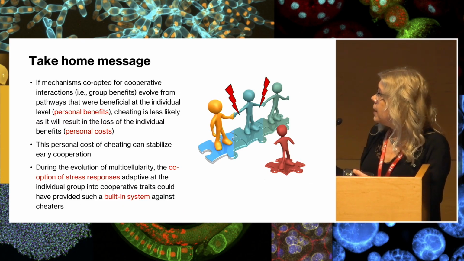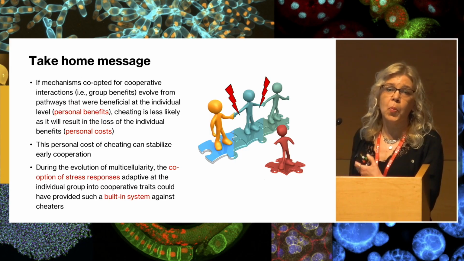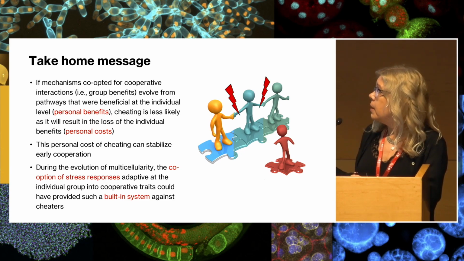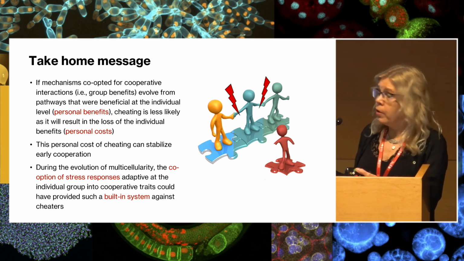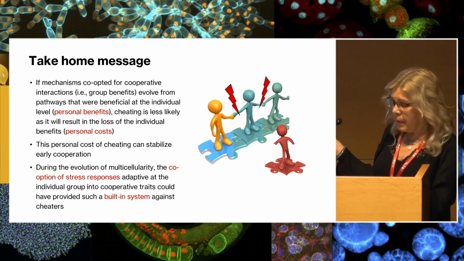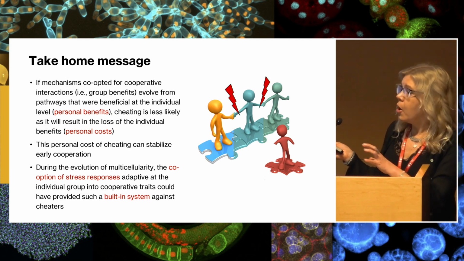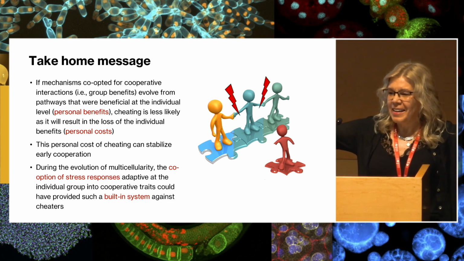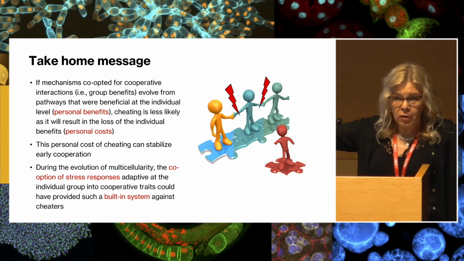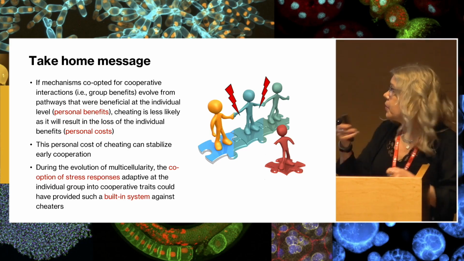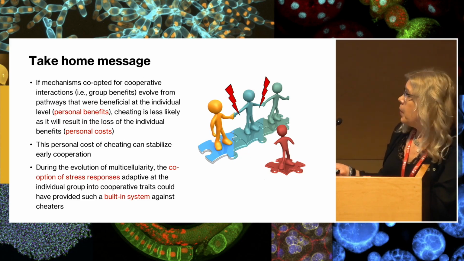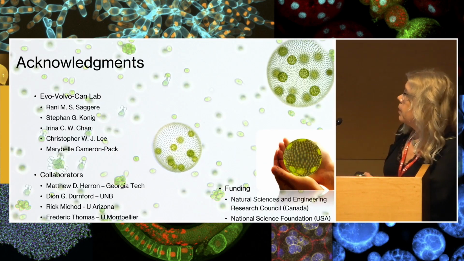So the take-home message again is that when it comes to cooperation, if mechanisms that have been co-opted for cooperation are in fact mechanisms that were beneficial at the individual level, like personal benefits, then breaking those mechanisms is going to come with a personal cost. So usually I make this kind of analogy that when I cooperate, I'm using my hands, and then if I want to break out, if I cut here, right, I'm losing also my ability to eat. So I'm not only getting out of the cooperative, I'm also losing something personal. So this type of cost can stabilize cooperation. So I am expecting that the co-option of such stress response is a more general mechanism.